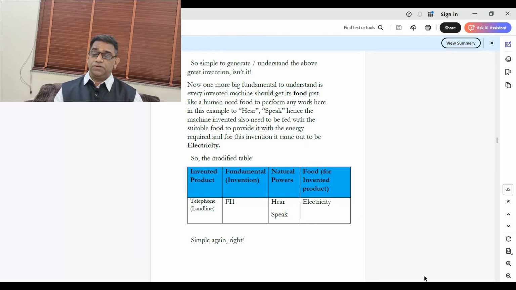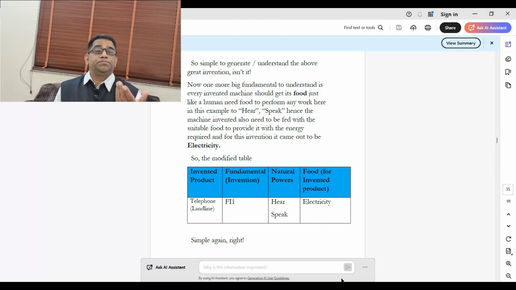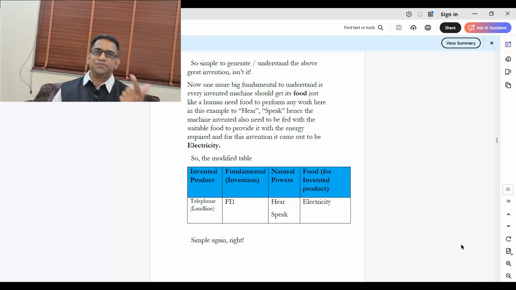Now, one big fundamental to understand is that every invented machine should get its food. Just like a human needs food to perform any work, here is the example of hear and speak. If you want to hear or speak, do we need some food? Yes, right? So any machine which is helping us also needs food. Let's see this interesting fundamental.